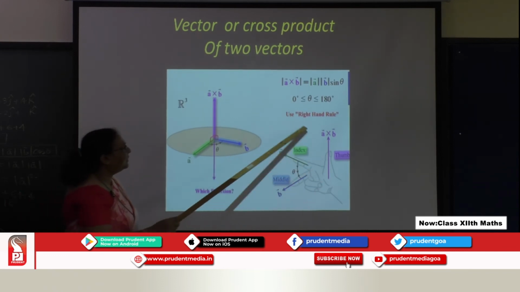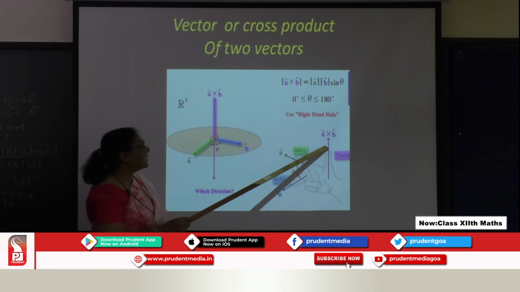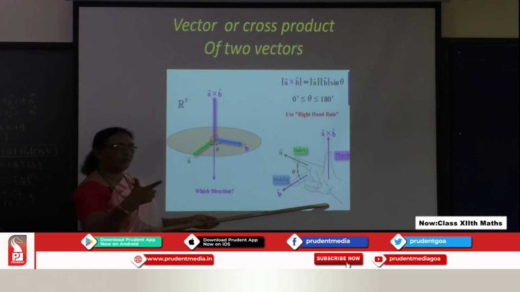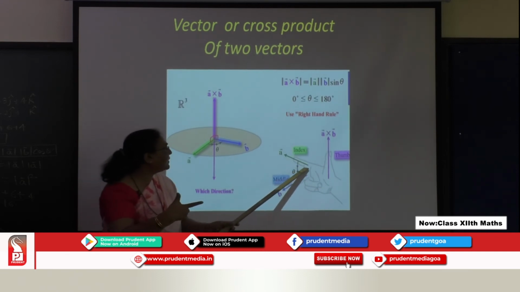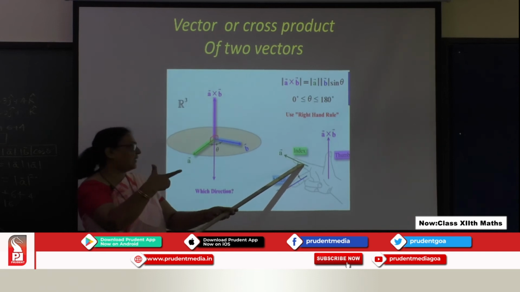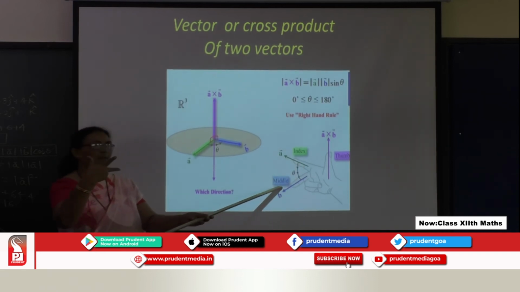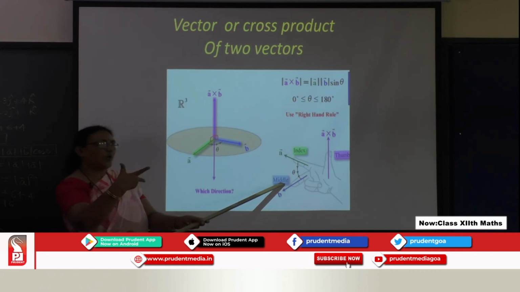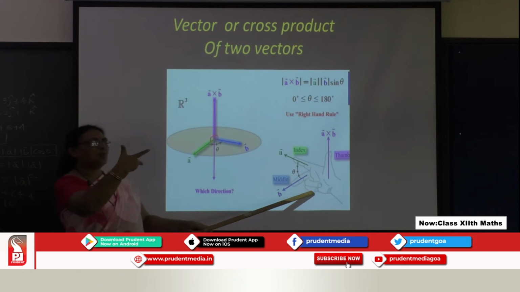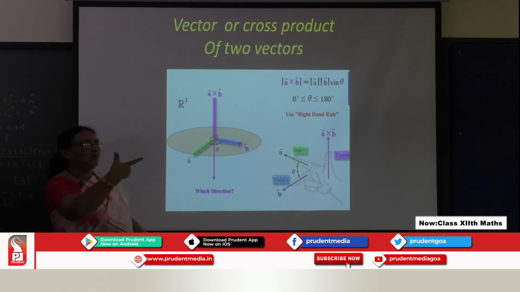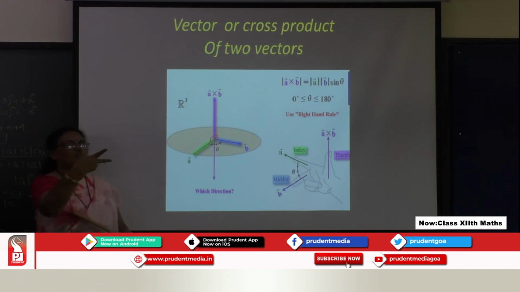Now, in the right hand rule, see, this is the thumb of the right hand. The thumb is taken as A cross B. The index finger is taken as vector A and the middle finger is taken as vector B. So A cross B is this thumb, this third vector. See, all three are perpendicular. This thumb is perpendicular to both the vectors here. If you do it like this also, the thumb will be perpendicular to vector A bar and B bar.